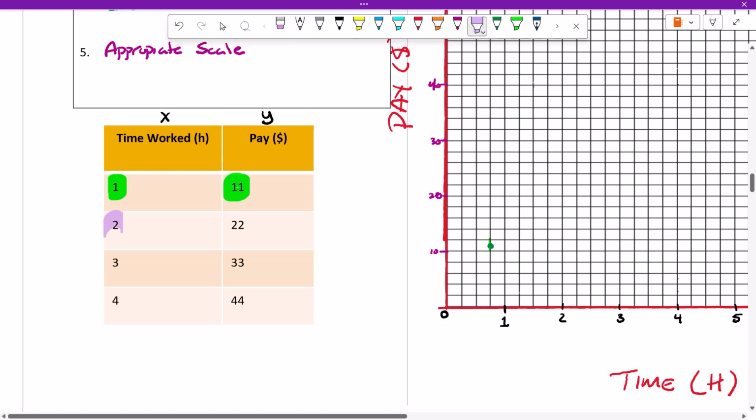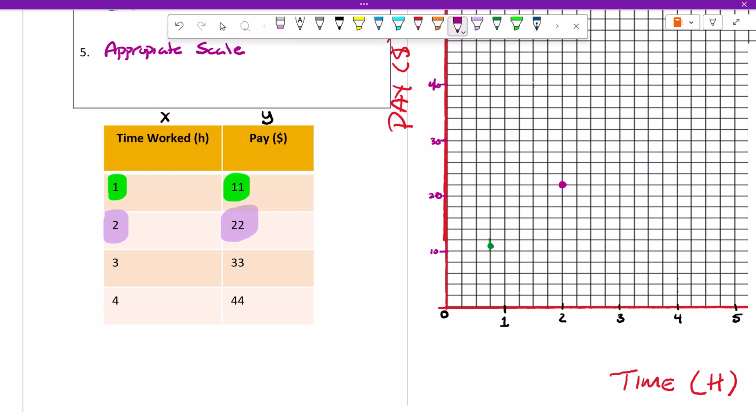Then we have 2 and 22. So we have x at 2 up to 22. So we go up to 20. Then how many more lines do we go? 2, because each line is worth 2. So that's 20. That'll be 22 right there. So purple along the 2 up to 22.